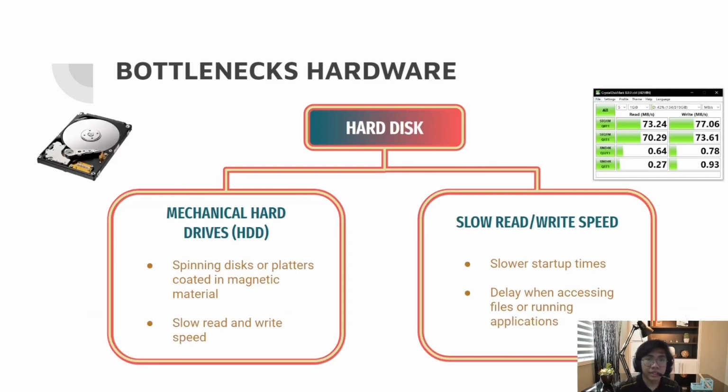Next, hard disk. A mechanical hard drive, like the 500GB HDD, can cause slower read-write speed. Mechanical hard drives are made of spinning disks or platters coated in magnetic material, as well as read-write heads that move across the platters to retrieve and store data. When data is requested, the read-write head must physically move to the spot where the data is stored on the spinning disk. Because of this mechanical action, data access has latency and delay, resulting in reduced read and write speed.